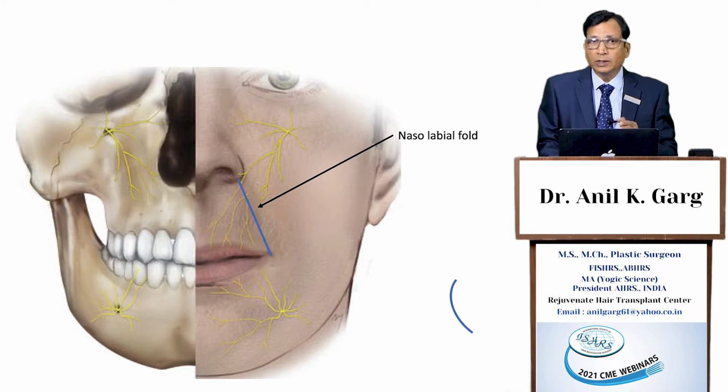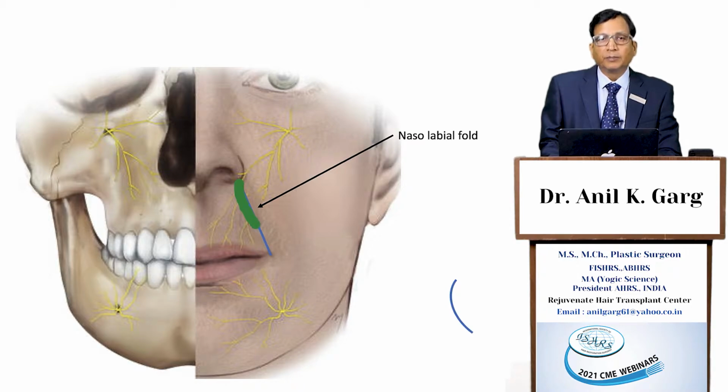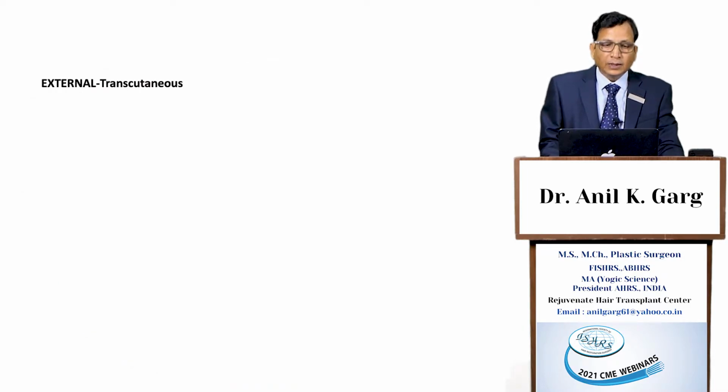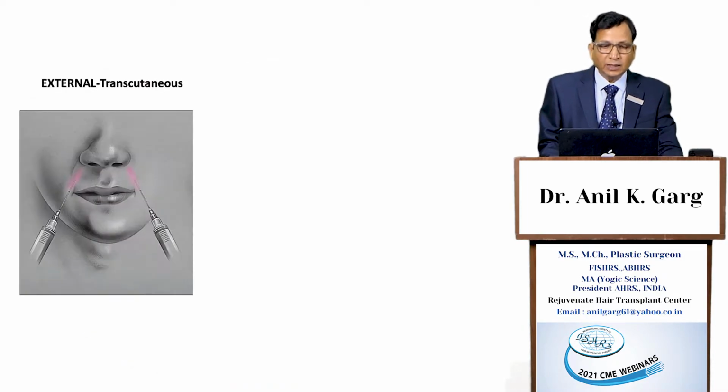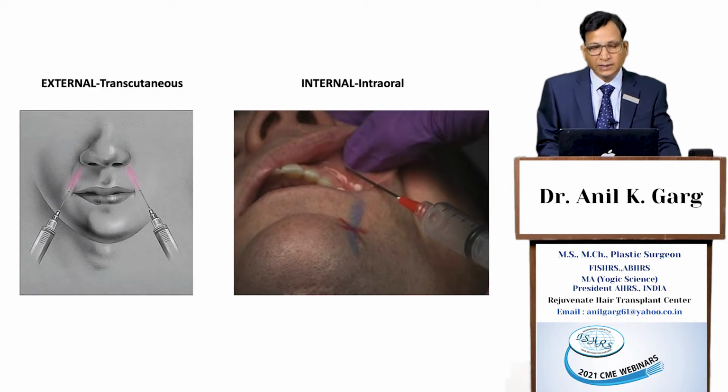So it is good to use a nerve block at the nasolabial region in the upper half to block these branches of the infraorbital nerve supplying the upper lip, and then you can give either infiltration or tumescence, which will certainly reduce the pain and the fear of the patient. This can be given through an external approach, meaning transcutaneous, or internal, meaning the intraoral route. I give transcutaneous, the external approach.